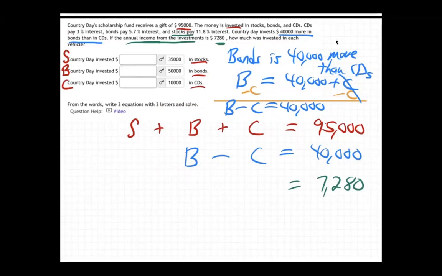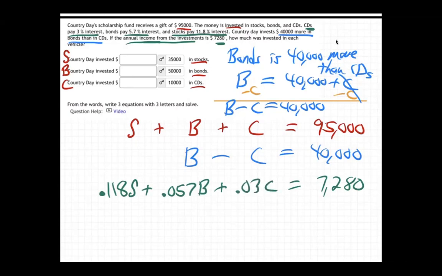So I'm going to put stocks is 11.8. So I'm going to put that first. Got to make those decimals. 0.118 times S plus 5.7 for bonds. So 0.057, decimal has to go back two places, right? Plus, and then 3% for CDs.